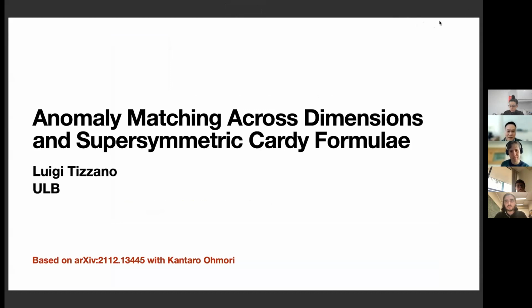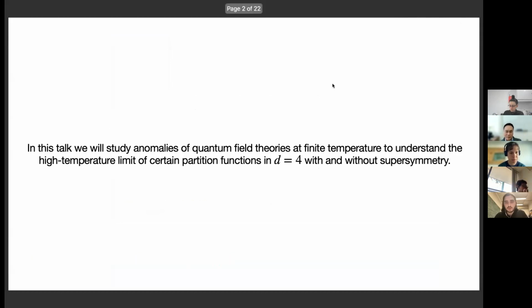Thank you so much for giving me the opportunity to speak here. The goal of my talk today will be to study certain aspects of the theory of anomalies and to apply them to the problem of quantum field theories at finite temperature, in such a way that we will be able to study certain high temperature limits of partition functions in 4 dimensions, and to apply this to both cases where you have and you don't have supersymmetry.